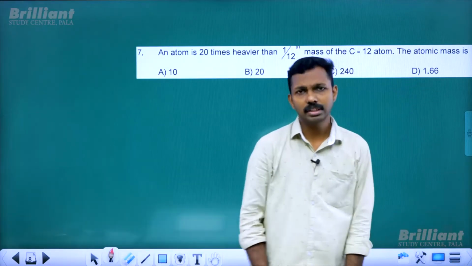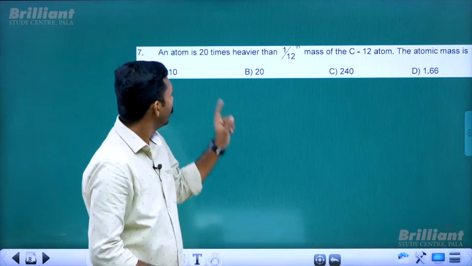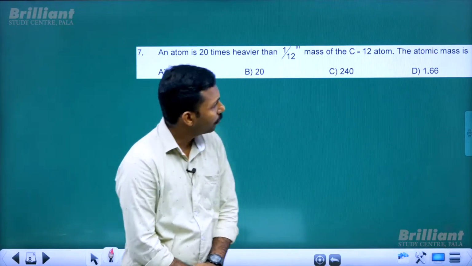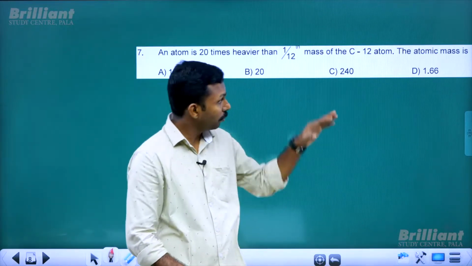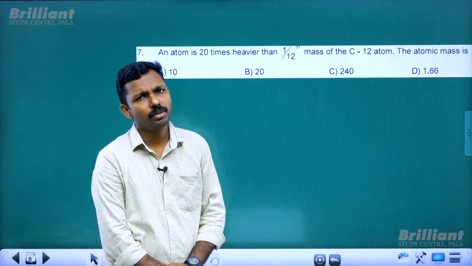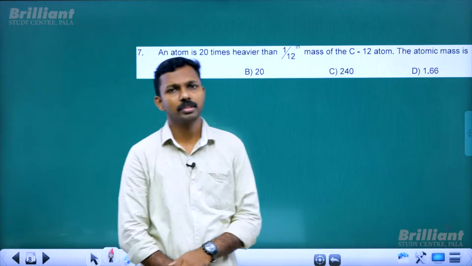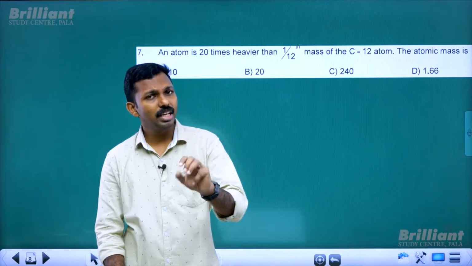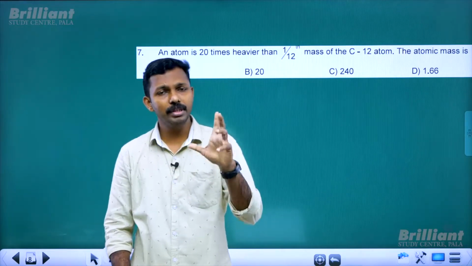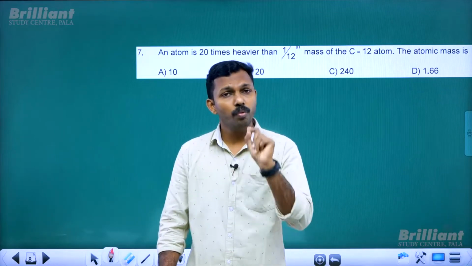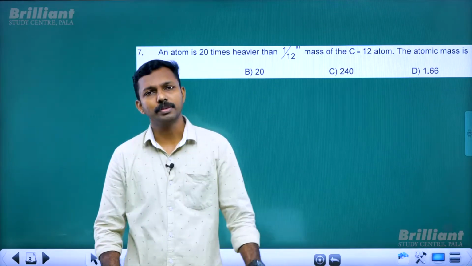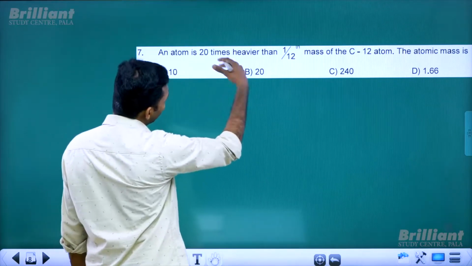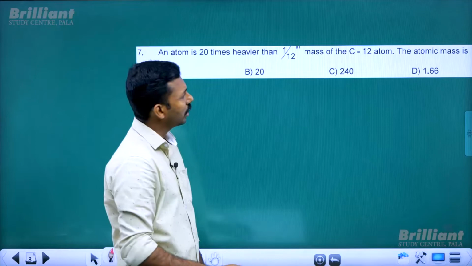An atom is 20 times heavier than 1/12 mass of a carbon 12 atom. The atomic mass of that element is what? So, what is the definition of atomic mass? Yes, it is the number that represents how many times an atom of an element is heavier than 1/12 mass of a carbon 12 atom, right? So we can choose: an atom is 20 times heavier than 1/12 mass of a carbon atom.